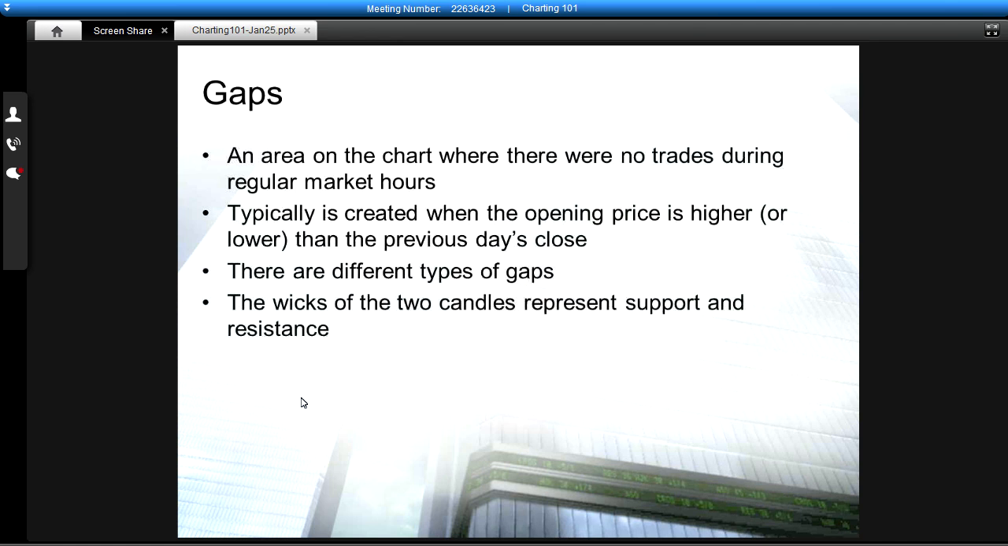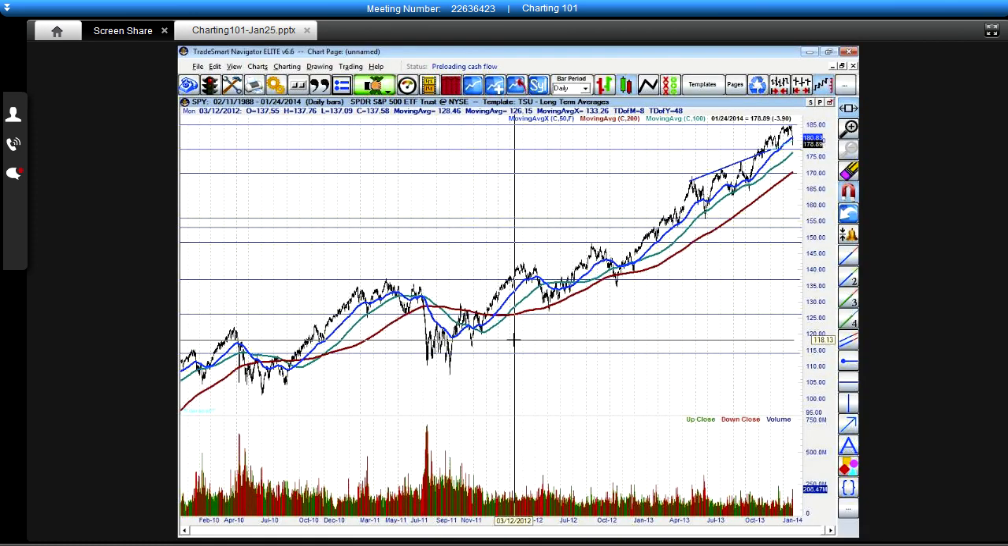There are several different types of gaps. For the purposes of today, we're not really going to be going into a lot of those different gaps. That's a whole other discussion again. But I just wanted to bring it up because it can provide support and resistance. And the way that it does it is that the wicks of the two candles that created the gap represent the support and resistance. So we'll take a look at a stock here.